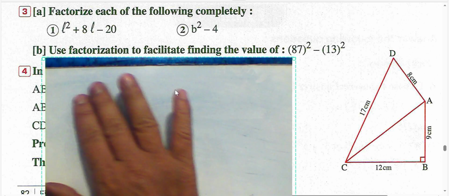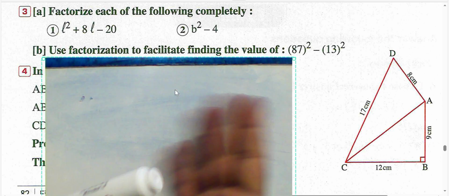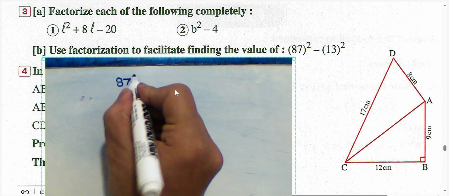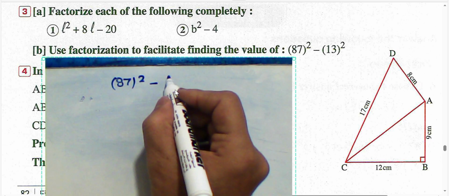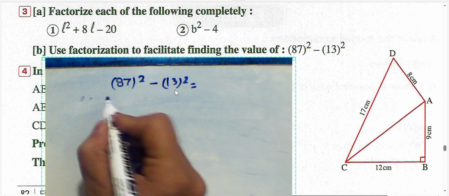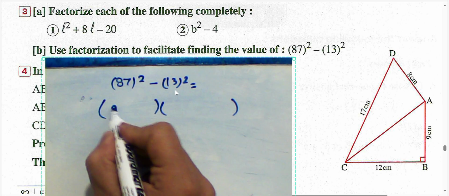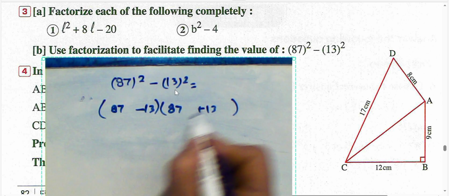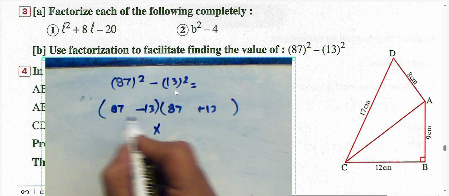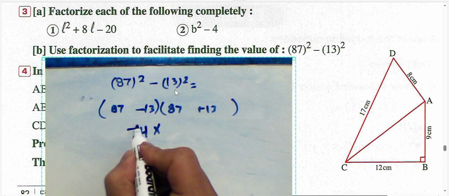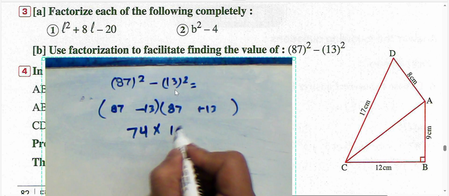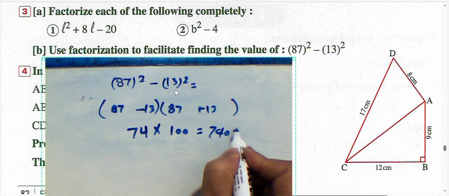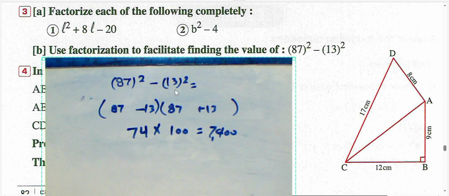Next question, letter B: use factorizing to find the value of 87 power 2 subtract 13 power 2. 87 power 2 subtract 13 power 2 is equivalent to 87 minus 13 times 87 plus 13. We can find the difference: 87 minus 13 is 74, and the sum between them equals 100. The result will be 7,400.